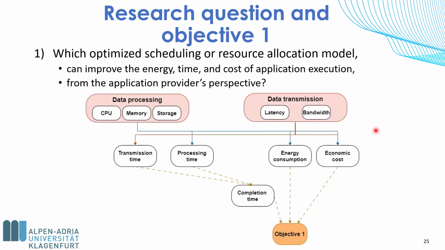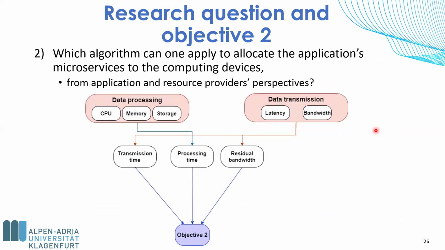The first research question goes to which optimized scheduling and resource allocation model can improve the energy and cost from the application provider side. The second question explores the algorithm that one can apply to allocate the application microservices to the computing devices from, as I said, the application and resource provider's perspective. As you can observe, transmission and processing times, along with the residual bandwidth, were the main target and aim of this question.